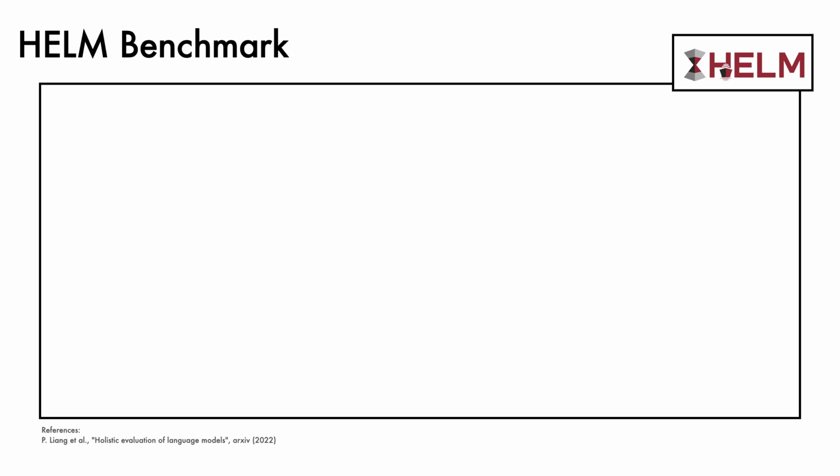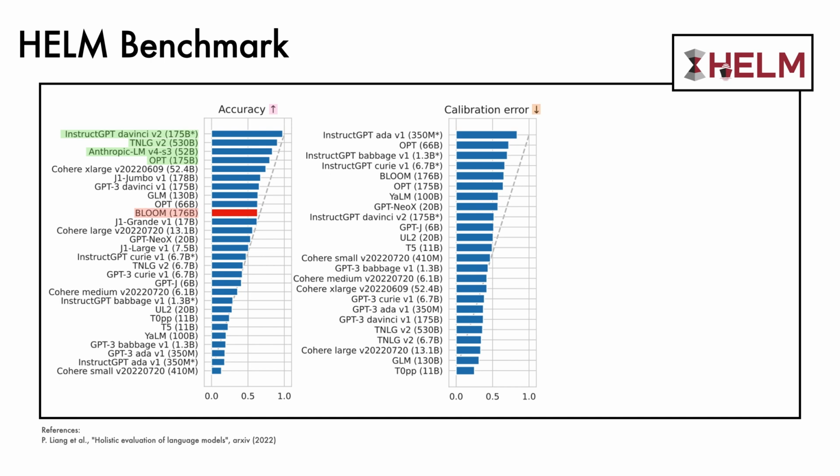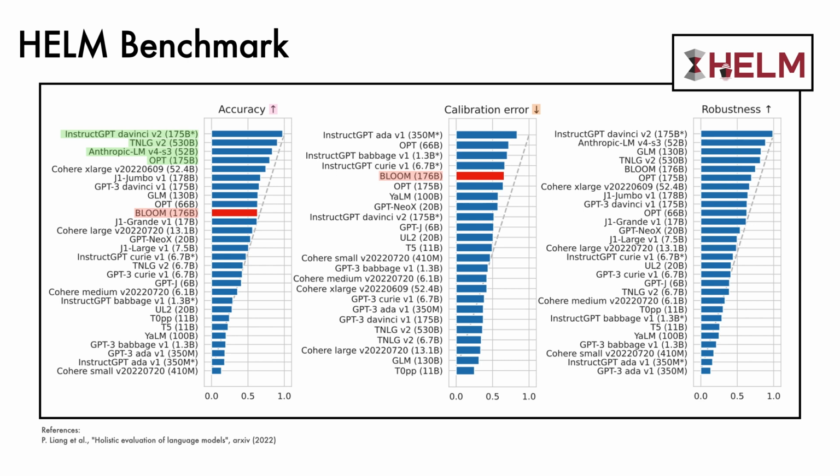We begin by examining accuracy, where higher is better. Each model is scored on its win rate against all other models across all scenarios. Here, Bloom falls behind the leading monolingual models considered in the benchmark, like DaVinci V2, Turing NLG V2, Anthropic V4-S3, and OPT. On calibration error, where lower is better, Bloom is somewhat poor, but on robustness, where higher is better, it ranks reasonably well.